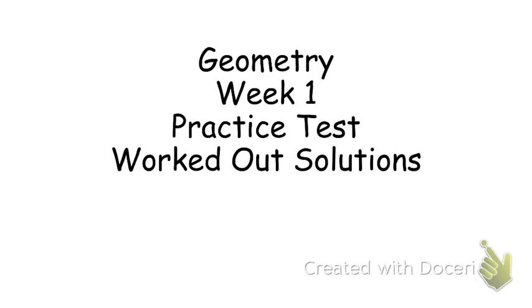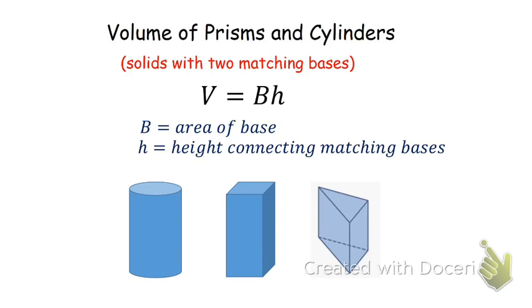Before I get going on the actual problems, let's first look over each of the formulas. You have two main formulas to remember. The first one is for prisms and cylinders. You'll recognize those because they have a matching top and a bottom, like this one with a circle on top and a circle on the bottom. This one has matching squares, and this one has matching triangles. They have a matching top and bottom and a uniform height connecting them. That's when you know to use this formula.